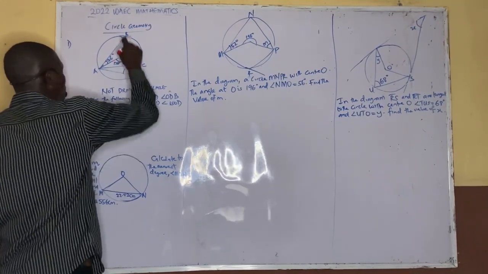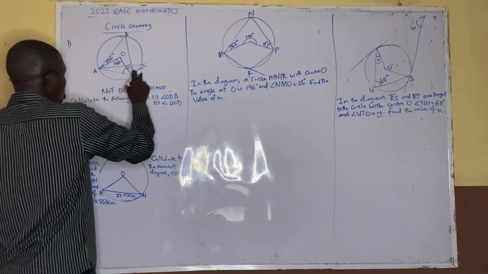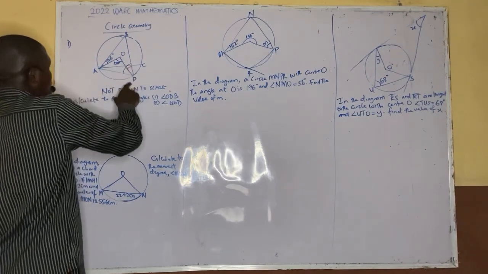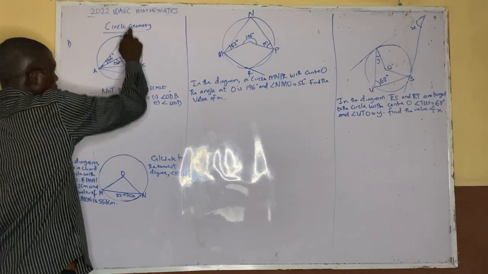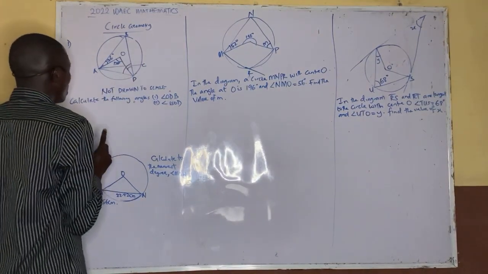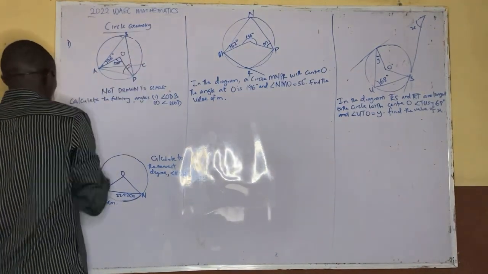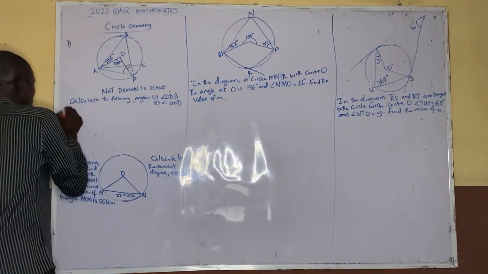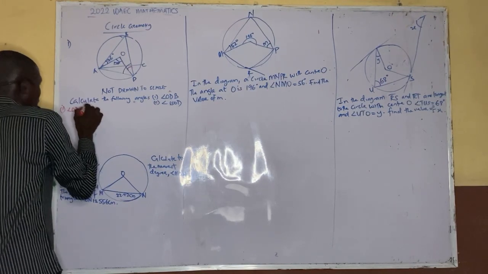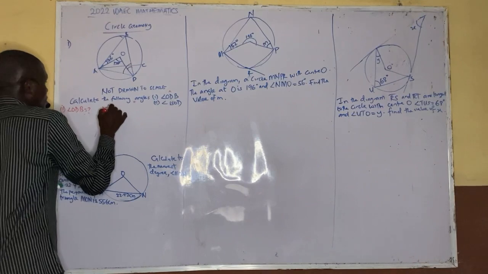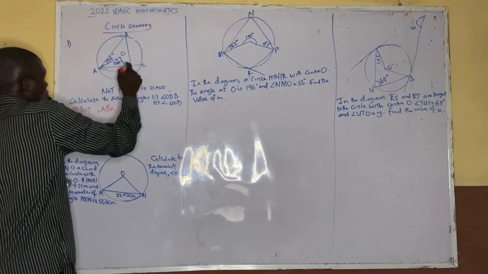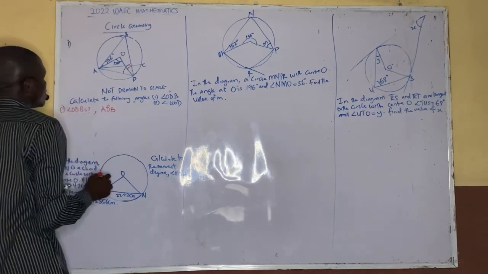I'm looking for this angle, angle ODB, marked with the red marker. In order to get angle ODB, I need to get angle ADB. So the first thing that will be my priority now is getting angle ADB, the angle here marked with black.